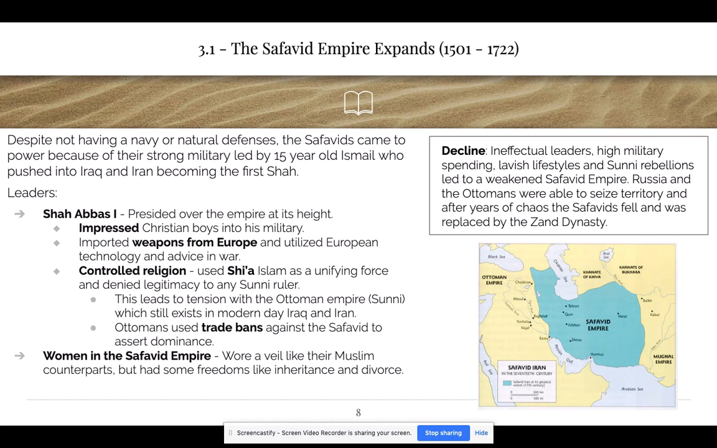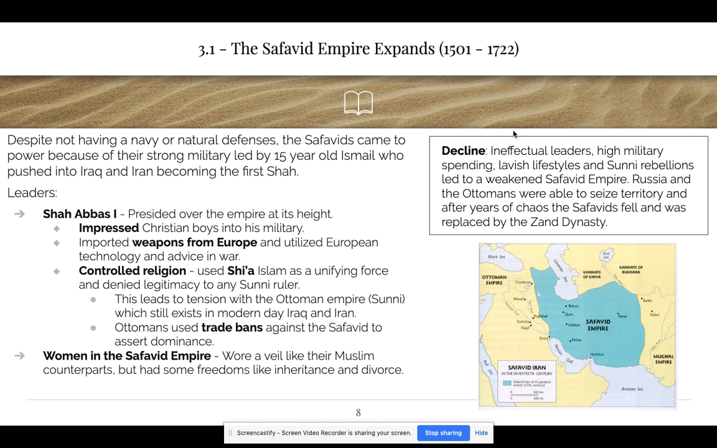This tension between Sunni and Shia Islam still exists today in Iraq and Iran, and it can be traced back to this time. He also implemented trade bans, which bolstered the economy of the Safavids. The Ottomans used trade bans to hurt the Safavids and assert dominance. There's lots of tension between these two empires. Women in the Safavid Empire, there's not much about them, but it is important to note that they had some freedoms that the Ottoman women did not have, like inheritance or divorce.